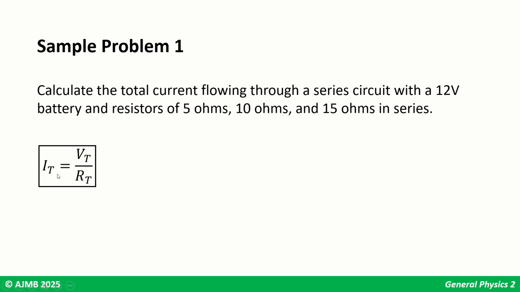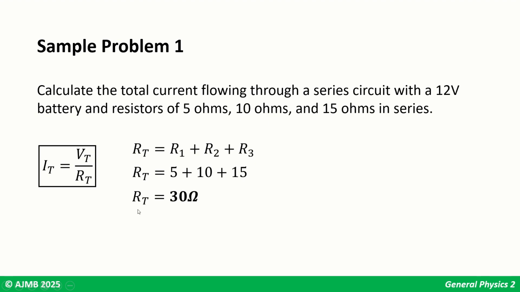Your formula for current is V over R from Ohm's law. We just put total here. So I guess you still need to figure out your total resistance, right? From the three resistors. So you can compute that. You just have to add them because this is in series. Your total resistance is 30 ohms.